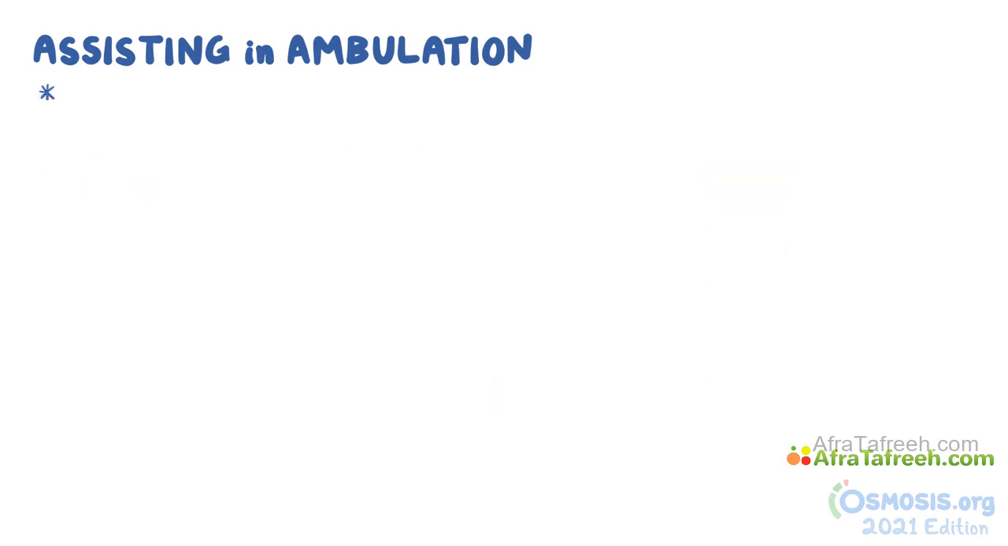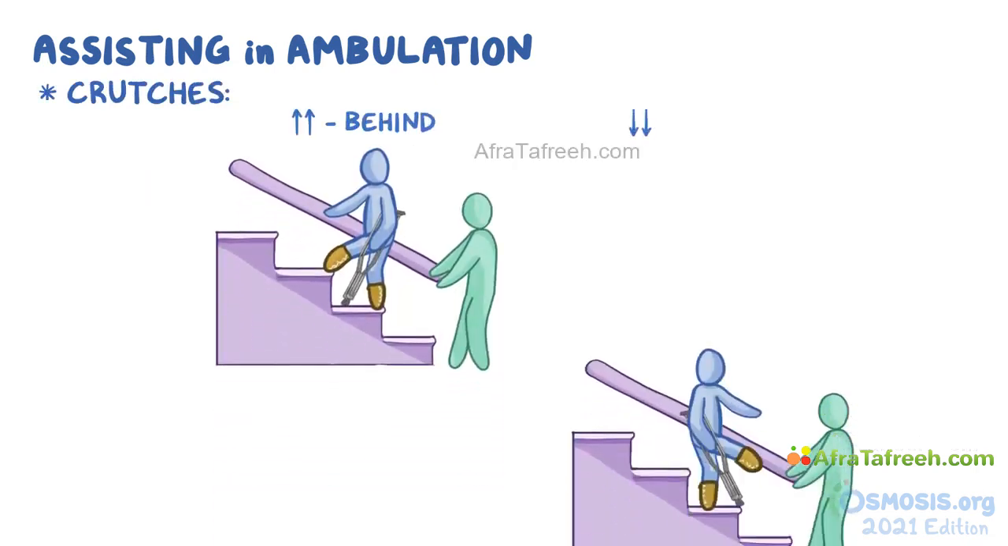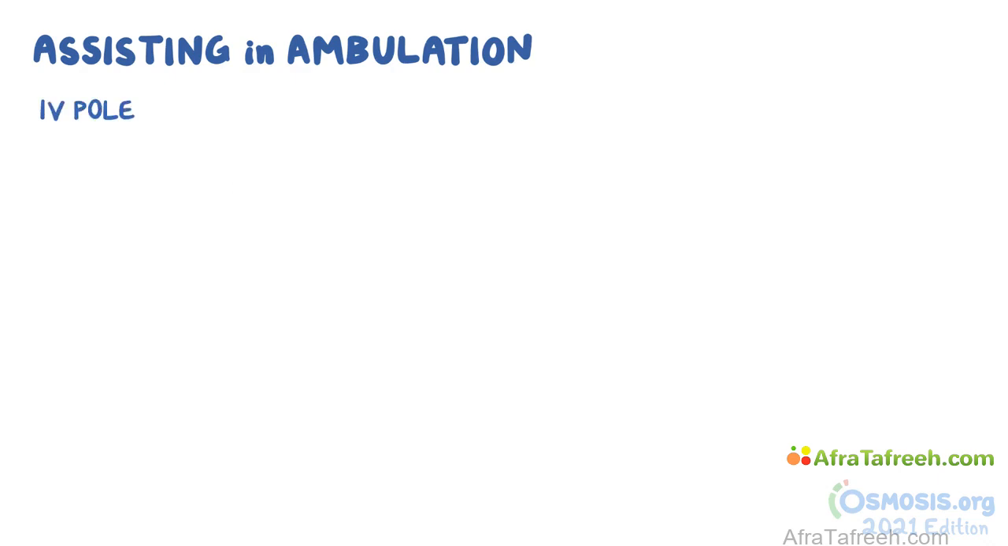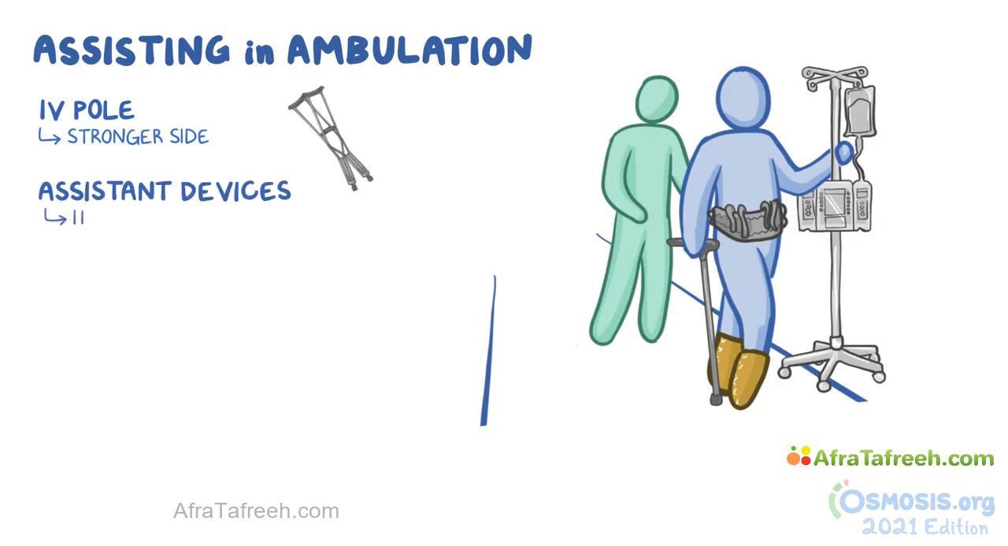When assisting someone with crutches going upstairs, stand behind them. For people going down, stand in front of them. If an IV pole is used, the client should hold onto it on their stronger side for support. If they use ambulation assistant devices like crutches, you might need to hold the pole while keeping pace behind them.